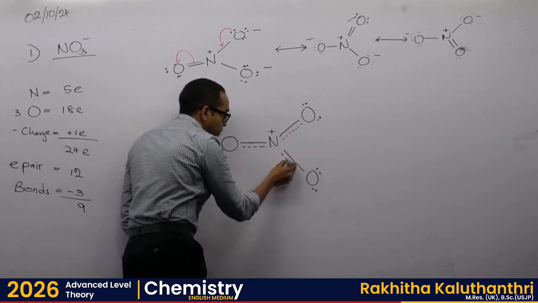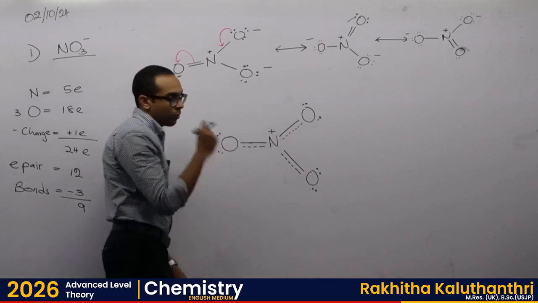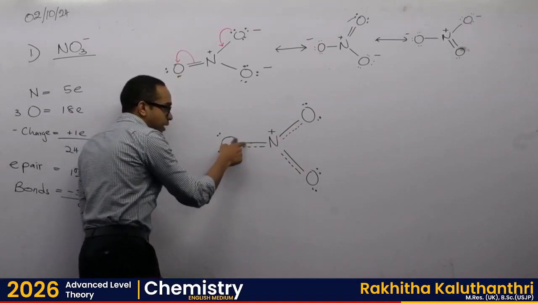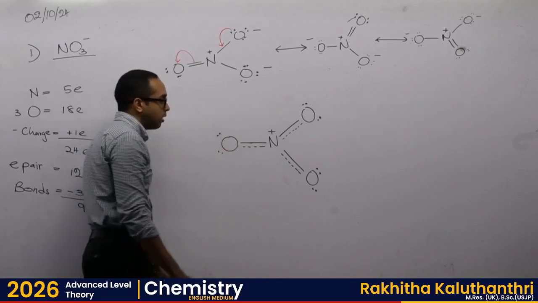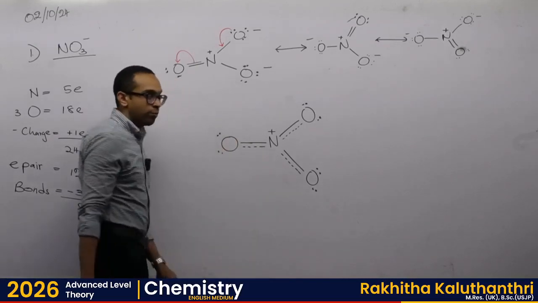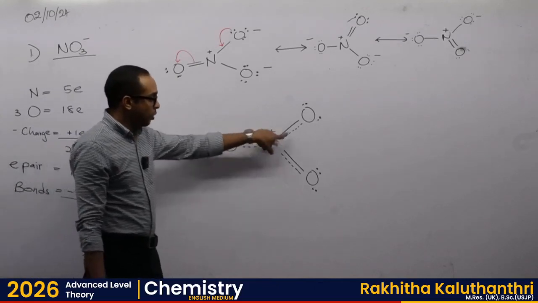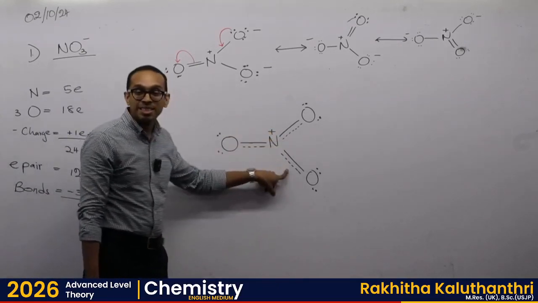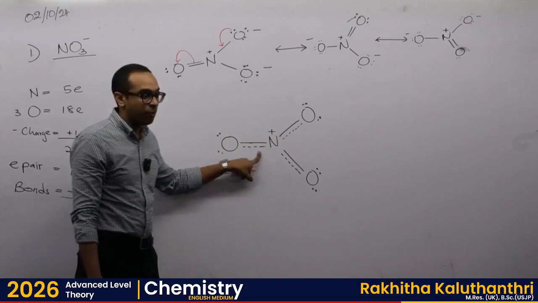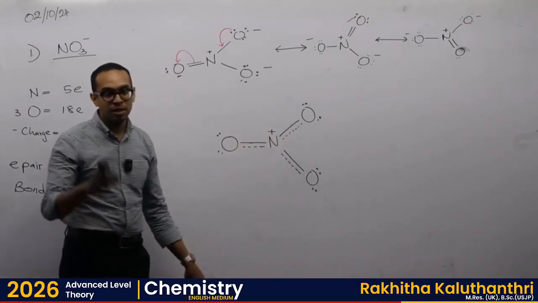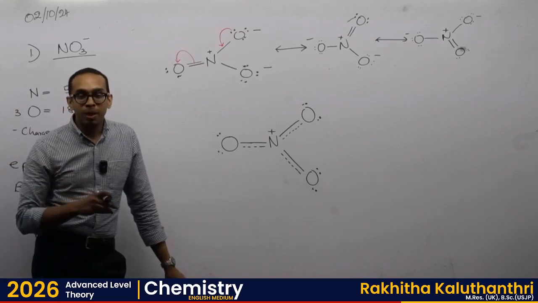So we say the bond order here is 1.3. The reason we say 1.3 is there's one full sigma bond and there's no full pi bond. Instead, a single pi bond is distributed among 3 places, right? So a single pi bond is distributed among 3 places. So we say 1/3 pi bond.